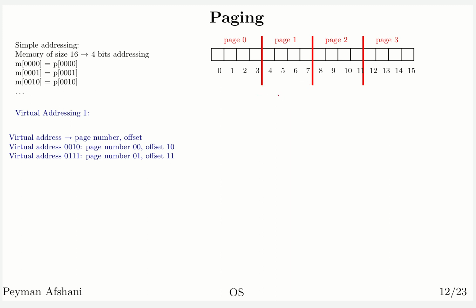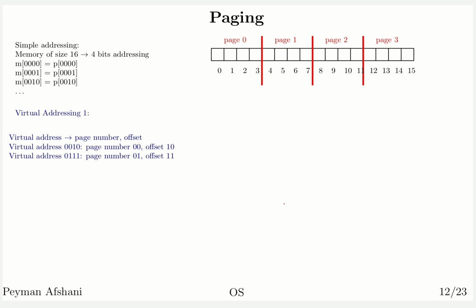Therefore, a visual representation of cutting your address space in 2 corresponds to doing this operation on the linear layout of the memory. Now that we have defined the page number and offset, we can go back to the translation. Just to reiterate, if you have a virtual address 0010, your page number is 0 and your offset is 10. Same for this one.